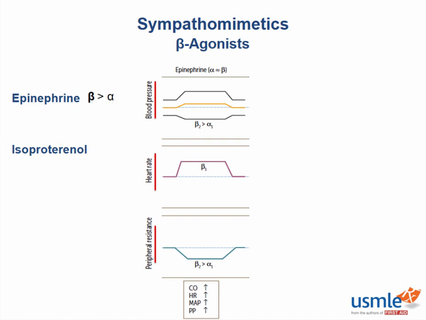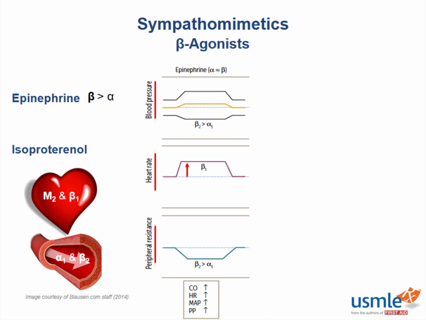Now, what receptors can be found on our heart? We find M2 receptors that, when stimulated, cause a decrease in heart rate, and beta-1 receptors that, when stimulated, cause an increase in heart rate. So when epinephrine stimulates beta-1 receptors in the heart, there is an increase in heart rate. And what receptors can be found on the smooth muscle of our blood vessels?